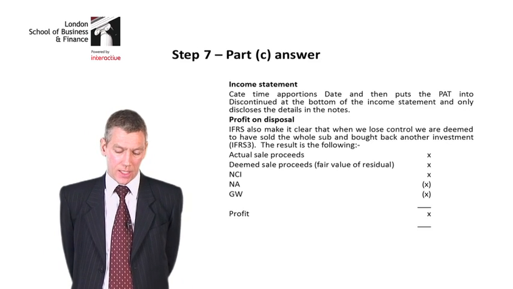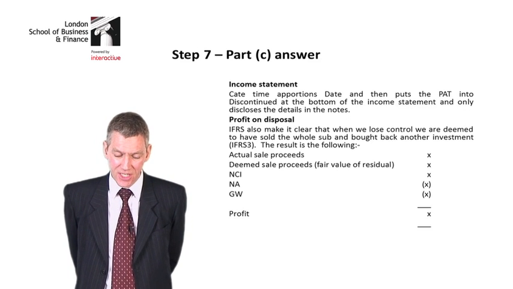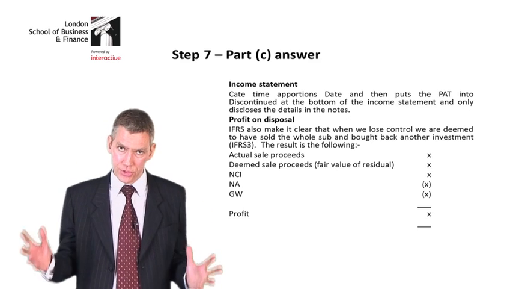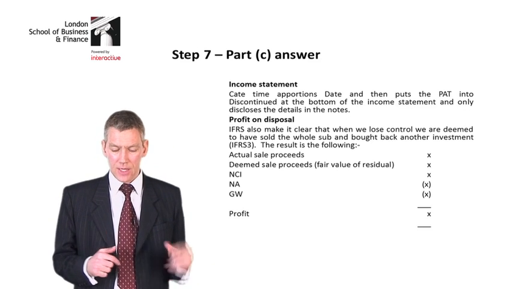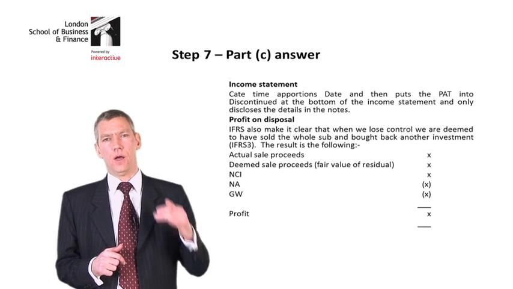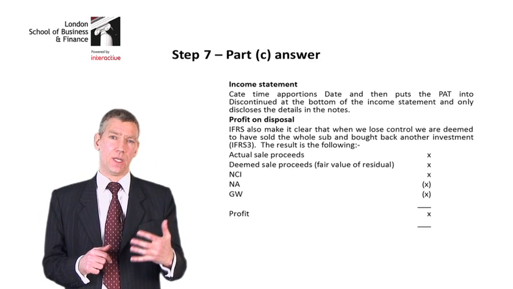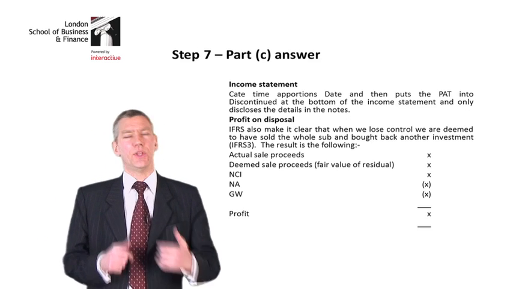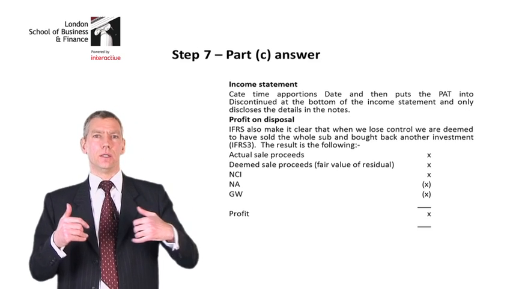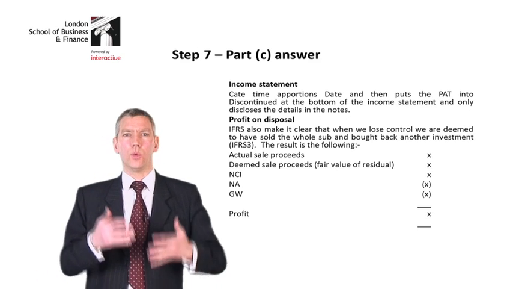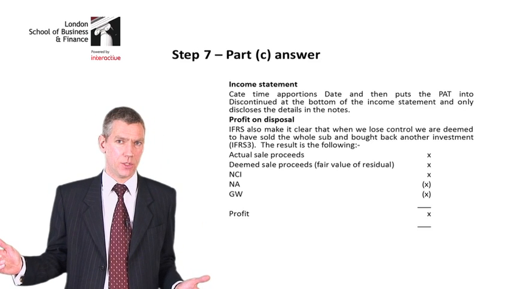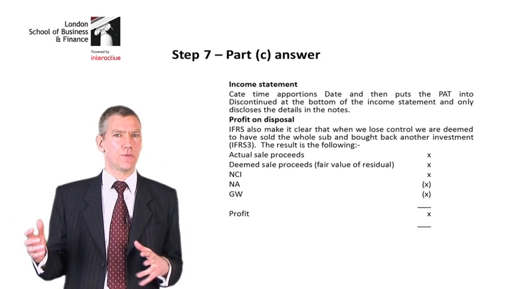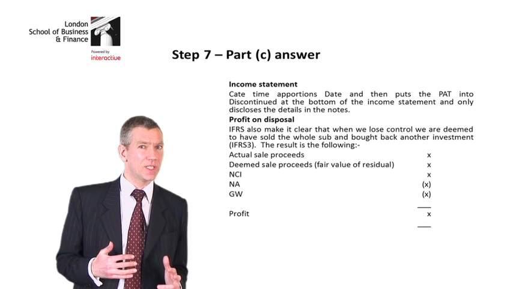IFRS also make it clear that when we lose control, we are deemed to have sold the whole sub and bought back another investment. The result is as follows. Now, the actual sale proceeds are for actually selling the 35% that we did sell. But the 35% that we did sell lost us control. What we used to have was a 70% subsidiary, and now we don't have a subsidiary at all. So we're deemed to have sold the 35% we didn't sell.